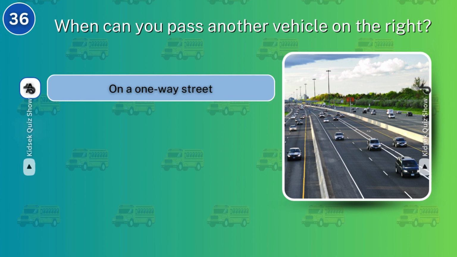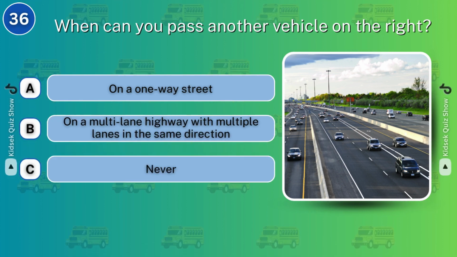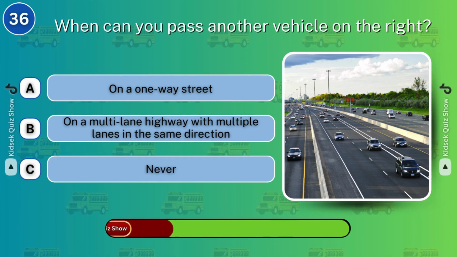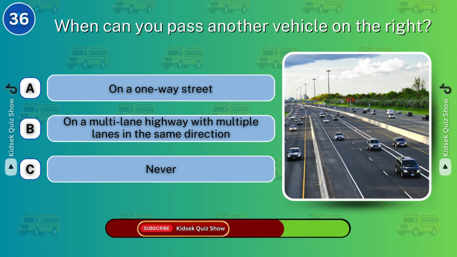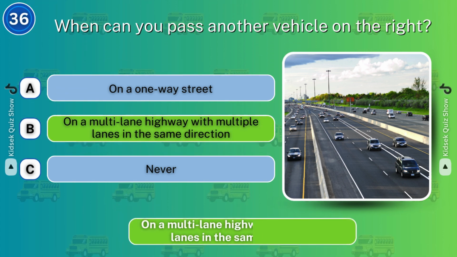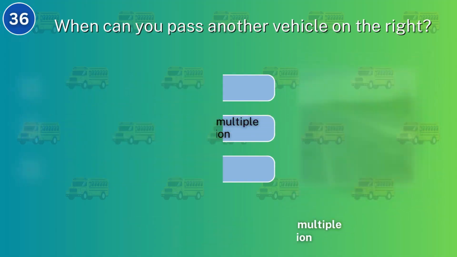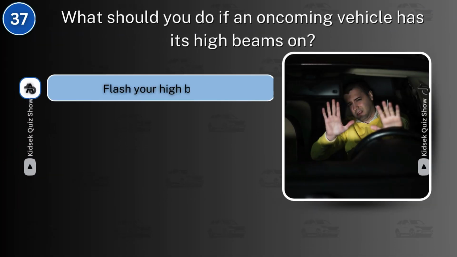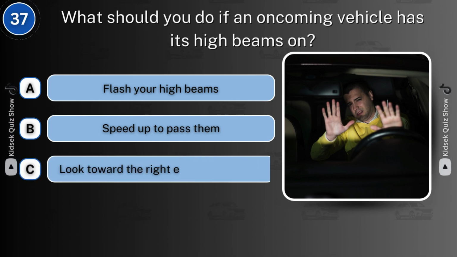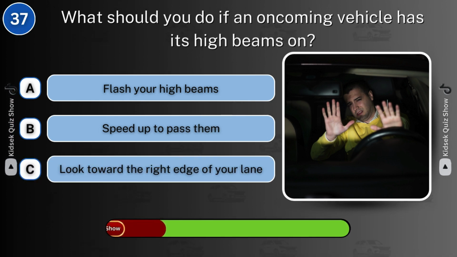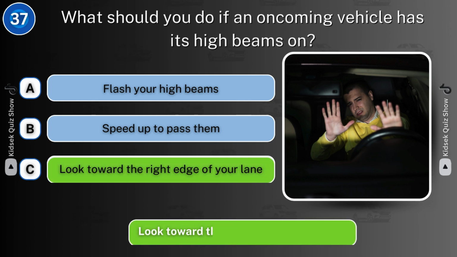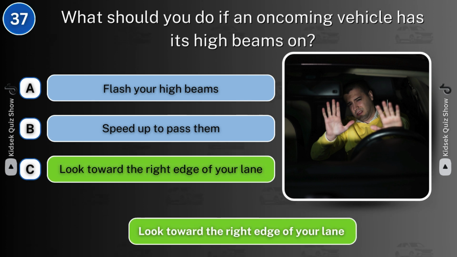When can you pass another vehicle on the right? On a multiple lane highway with multiple lanes in the same direction. What should you do if an oncoming vehicle has its high beam on? Look toward the right edge of your lane.